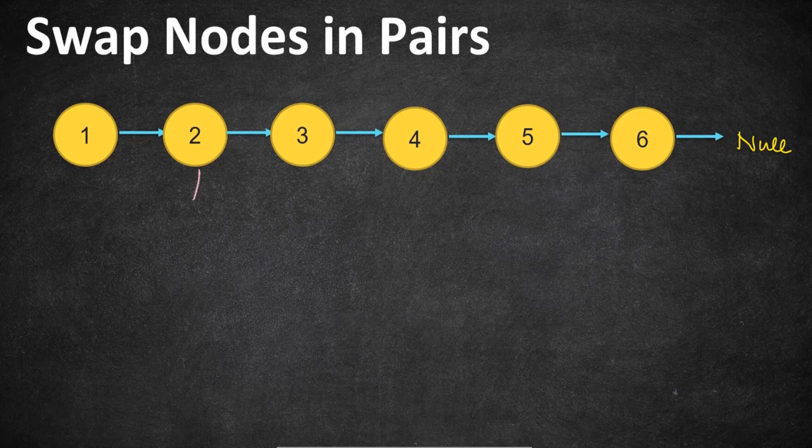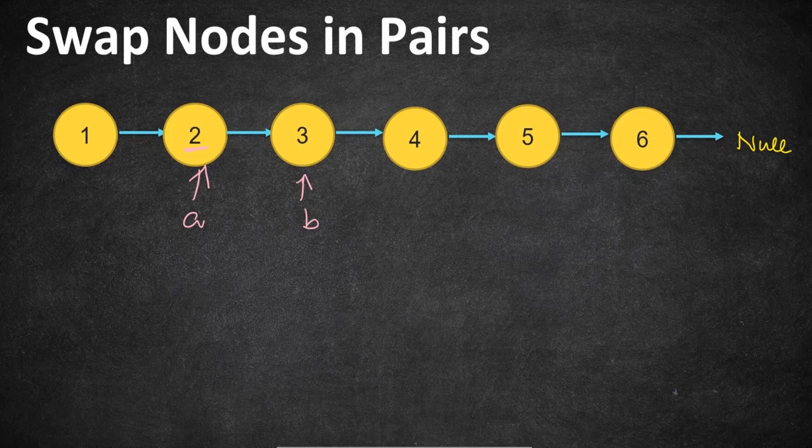We are going to put a pointer in one node, let's say it is A, and a pointer in another node, let's say it is B, and we are going to swap these nodes. The problem statement clearly says we should not swap the values. We should swap the actual nodes.